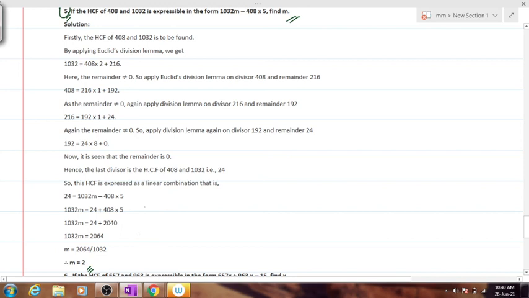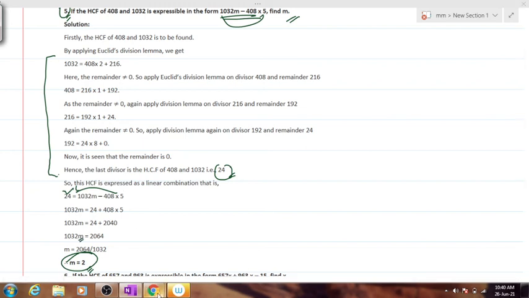Clear? How many have got the answer 2? Anyone who's got the answer 2? See, it's very simple out here. Just go on to find the HCF first and you have to break this term. Because this is expressible in this form, the HCF is expressible in this form, right? You have to now write 24, then solve it normally and get the value for it. Clear? How many got the answer for this?